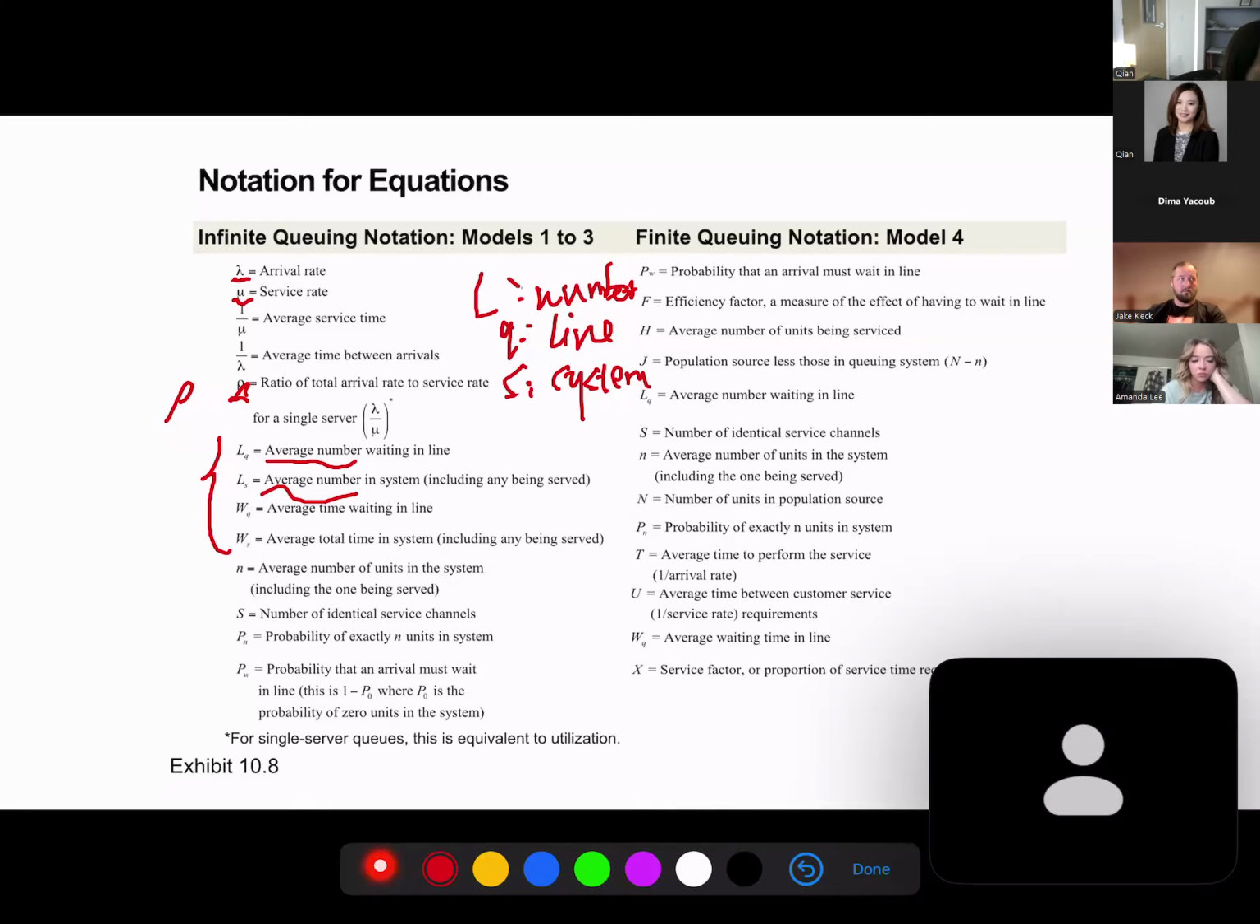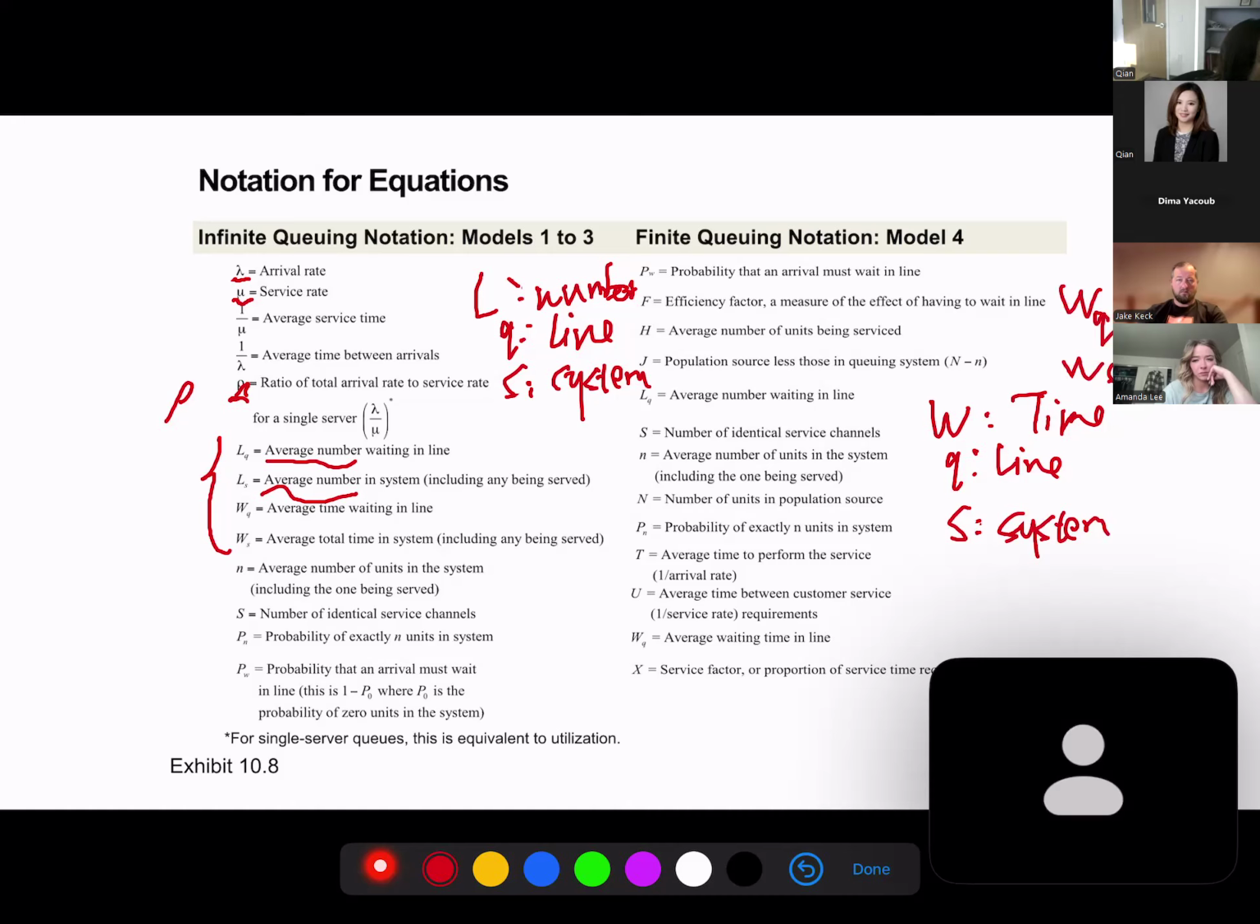And for any W, this means time. So this is not a number. This means the average waiting time in the line or in the system. The same Q here means waiting in line, while S means waiting in the system. So WQ means the average waiting time in line, while WS means the average waiting time in the system. So these are the four things here.